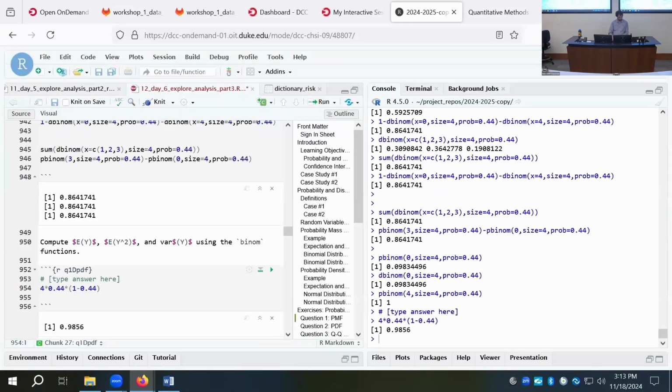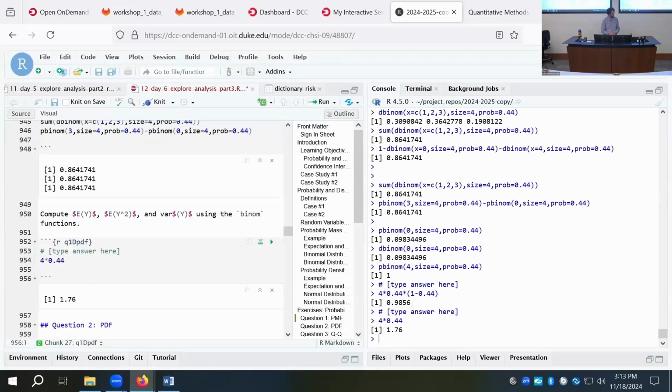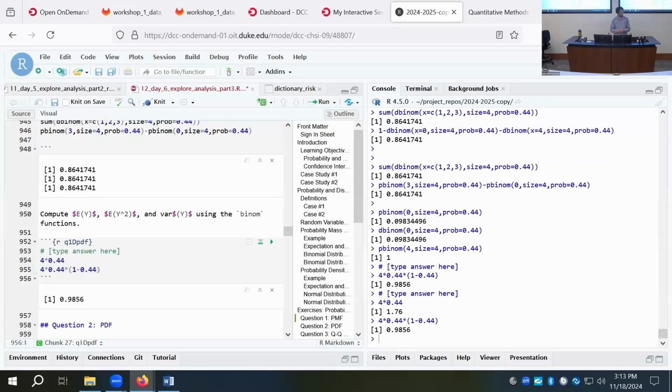Did I do this? No, sorry, not the 1 minus. Forget that. Okay, it should be 1.76, right? The variance should be 1 minus 0.44, right? Okay. All right. Sorry about that.